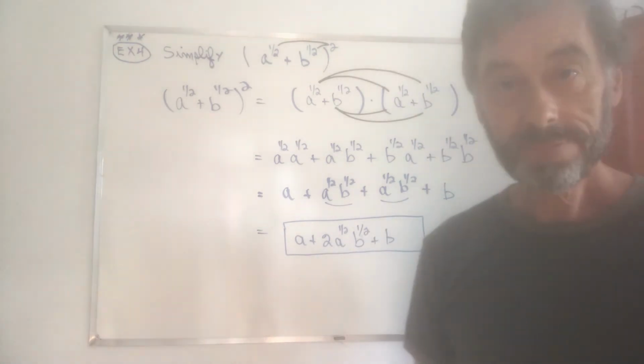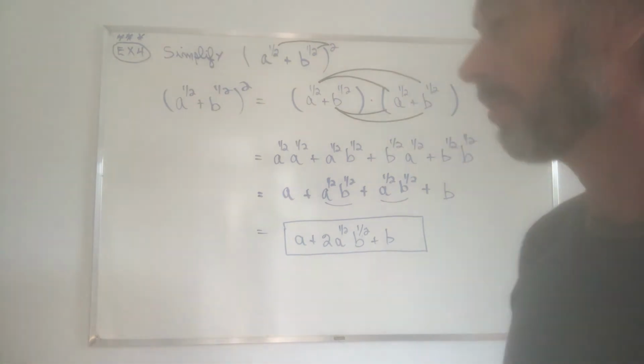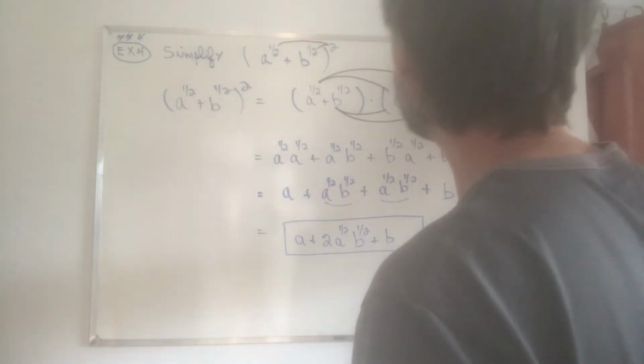Ça va? Example 4. Lovely, lovely. Moving on, I have a couple more to cover with you and then we'll be done for the day. Exemple número 5. What do I have for example 5?